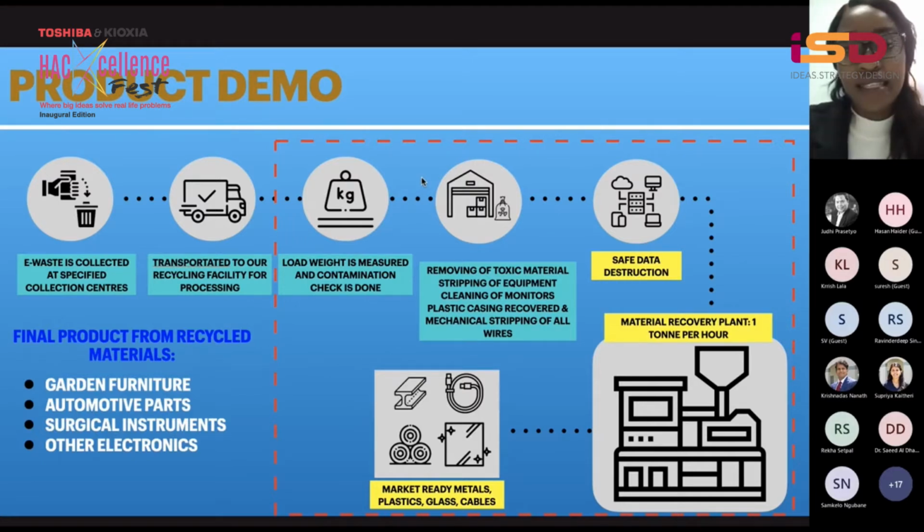We have the next step where we manually dismantle the machines and remove any toxic materials, and cleaning of the monitors and the plastic casings are removed, and mechanical stripping of all wires. Where it is necessary, we do conduct a safe data destruction, especially on computers and any other machines that record data.